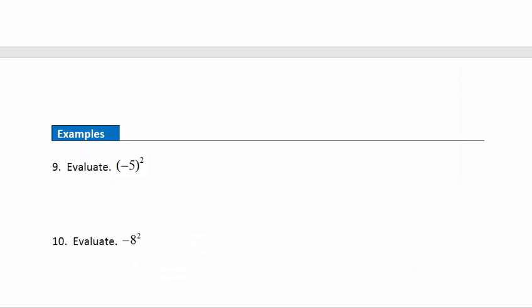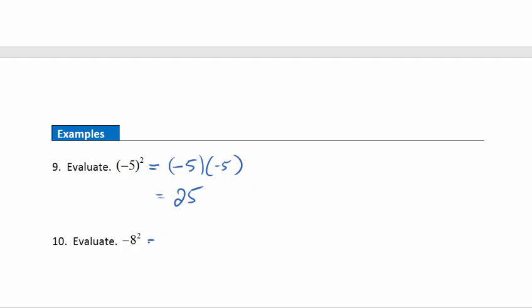Now let's take a look at some examples that will help you understand whether the base is negative or whether the base is positive. So let's see. We're asked to evaluate here negative 5 to the 2nd power. Since the negative and the 5 are in parentheses, both of these are being squared. So we're going to get negative 5 times negative 5. Well, negative 5 times negative 5 is going to give us a positive 25 for our answer.